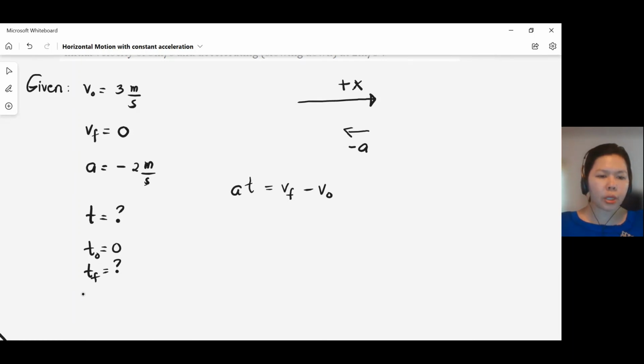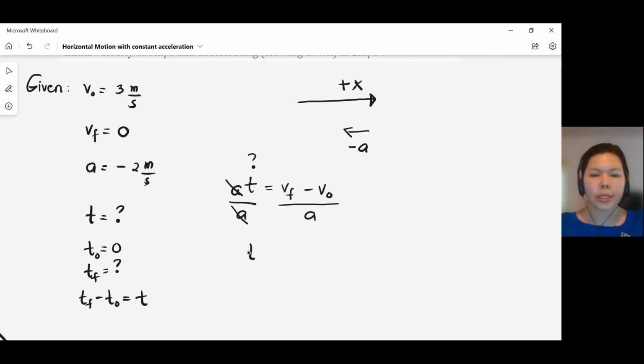Here we have used t final minus t initial equals our elapsed time t, and this is what we are looking for. So that's why here I only have t. I have already simplified the equation to a t equals vf minus v0 only. We want t, so we can divide the entire equation by a. The left we can cancel, a over a is 1. t equals, we copy the right side, vf minus v0 over a, and then we substitute.